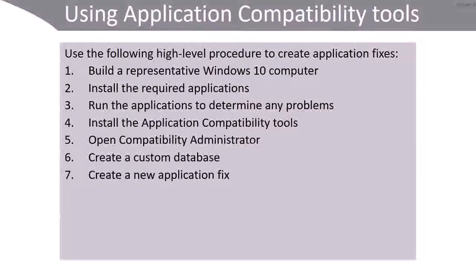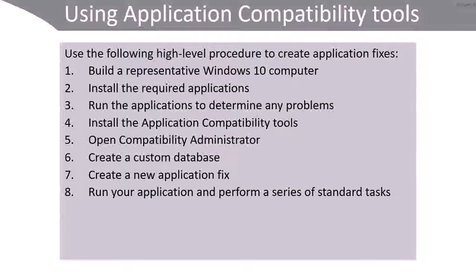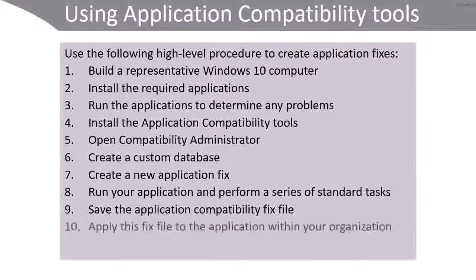Create a new application fix. Run your application and perform a series of standard tasks to verify that it's working properly. And then save the application compatibility fix file. This has a .sdb extension. You can then apply the fix file to the application within your organization.